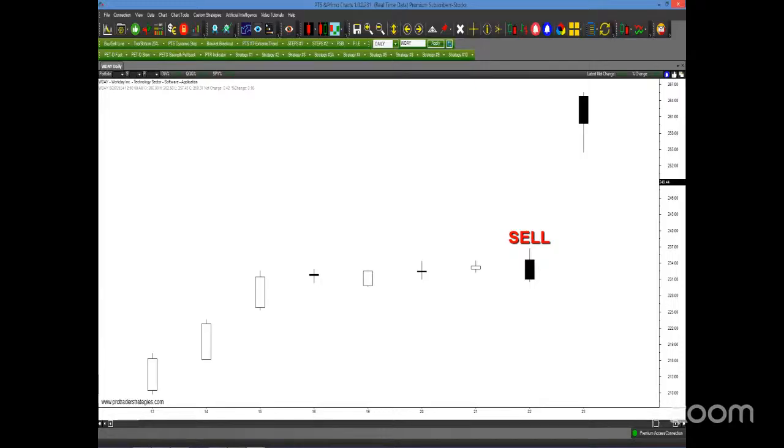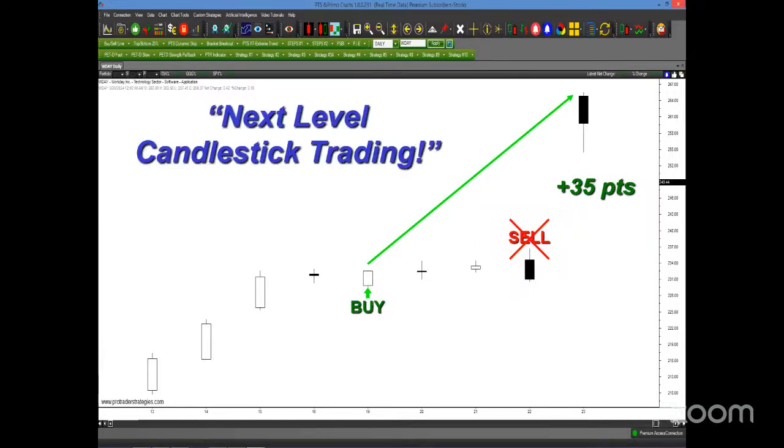Well, based on what I'm going to be sharing with you today, you would not have taken that sell signal at all. In fact, a couple of bars prior to that sell signal, you actually would have seen a buy signal generated with the non-traditional way I'm going to explain to you today, and you would have potentially been able to capture upwards of 35 points in about 3 or 4 days. So this is going to be the subject of today's educational presentation.